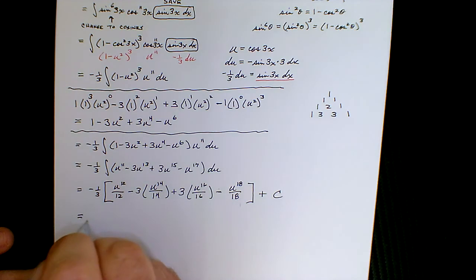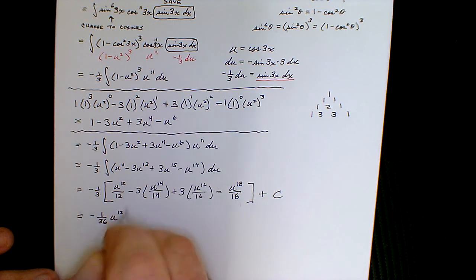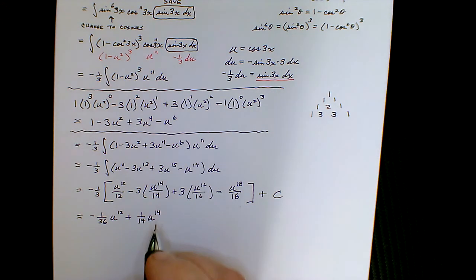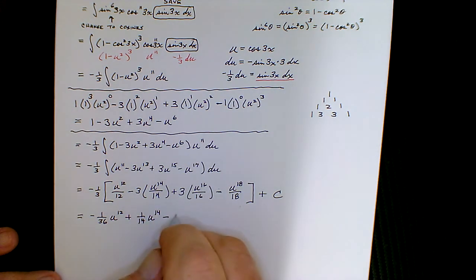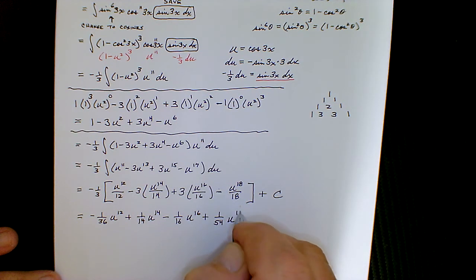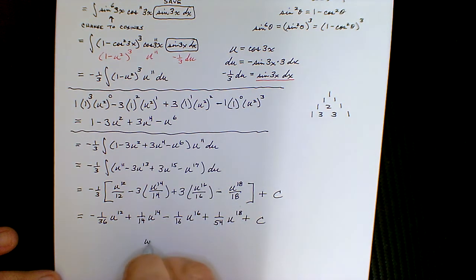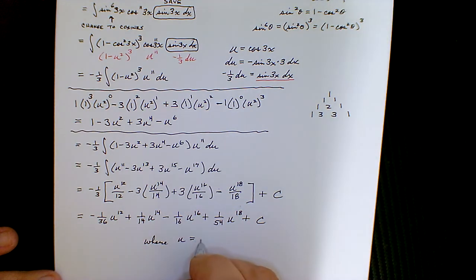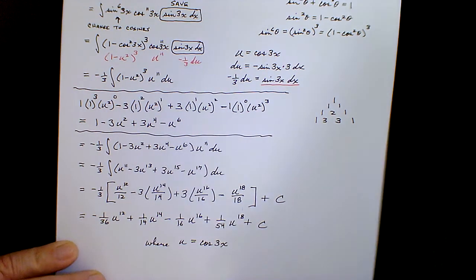So I'll finish by distributing the negative 1/3, so minus 1 over 36, u to the 12th. Okay, the 3's cancel, double negative, positive, 1 over 14, u to the 14th. 3's cancel again, negative 1 over 16, u to the 16th, and finally plus 1 over 3 times 18, 54, u to the 18th, plus a constant. And this is obviously a case where it's convenient to just simply write what u was, and that was cosine 3x. But remember, make sure you write and tell me what u is.